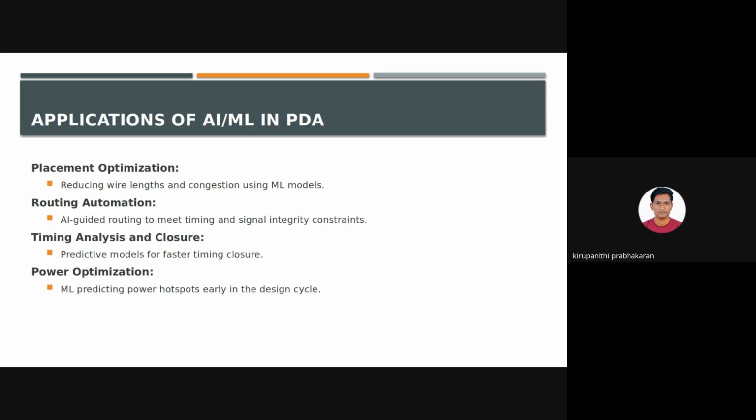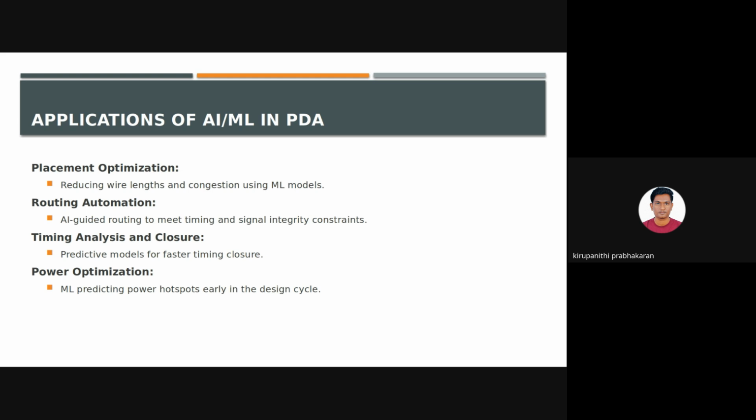Wire length reduction: by positioning components strategically, ML algorithms help to reduce the total wire length required to connect the components, which improves the signal propagation times and reduces the power dissipation. ML models can make more accurate and efficient placement decisions than traditional heuristics, leading to better chip performance, lower power usage, and more manufacturable designs.